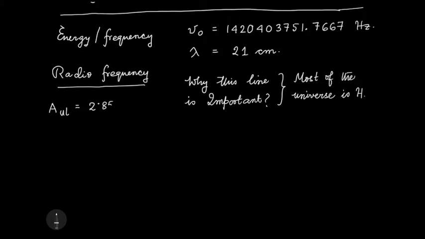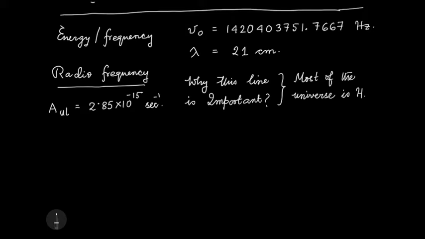Let me also write down the A of this line, the Einstein A coefficient. It turns out to be enormously small. If you remember, the value of A for Lyman alpha was about 10 to the 8 per second.